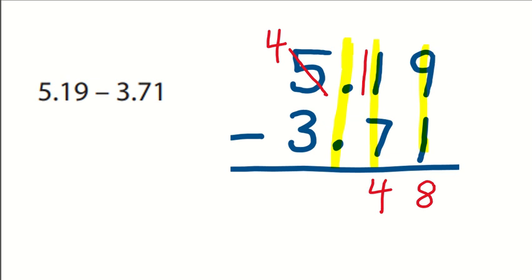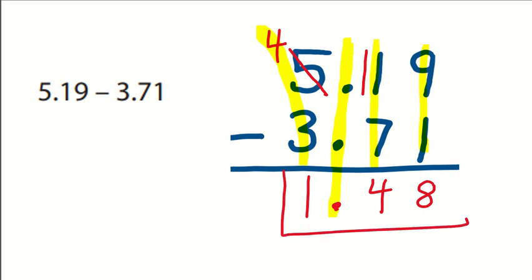We've come to the decimal, so we're going to bring it straight down and put it right there. And now, finally, we come to 4 subtract 3, which is, in fact, 1. Which means our answer is 1.48, or, do you know the name of it as a decimal? 1 and 48 hundredths. That is correct.